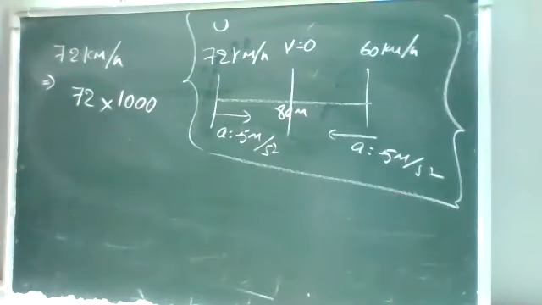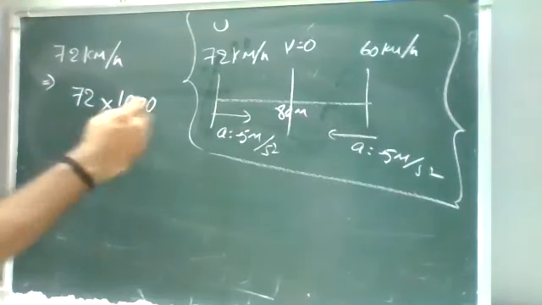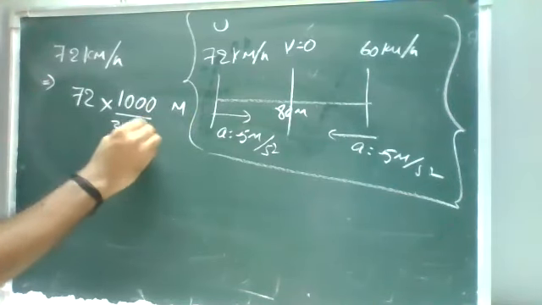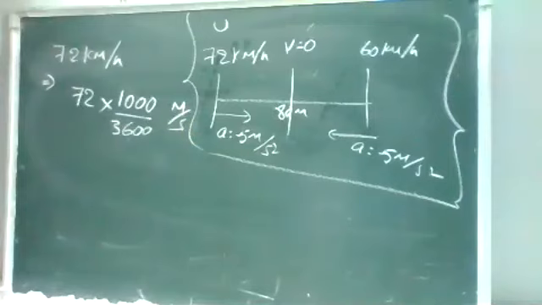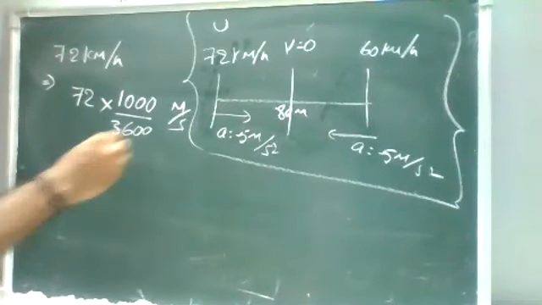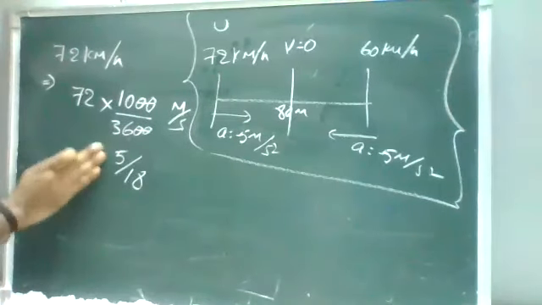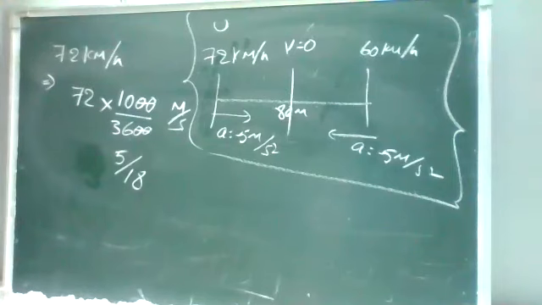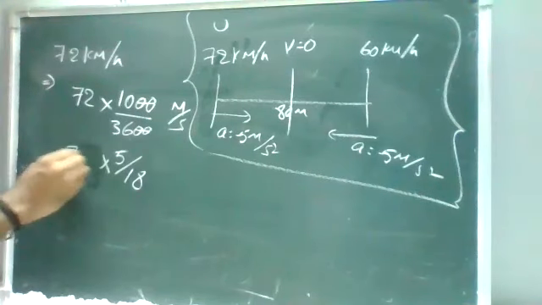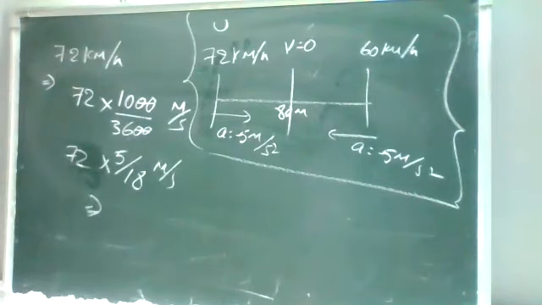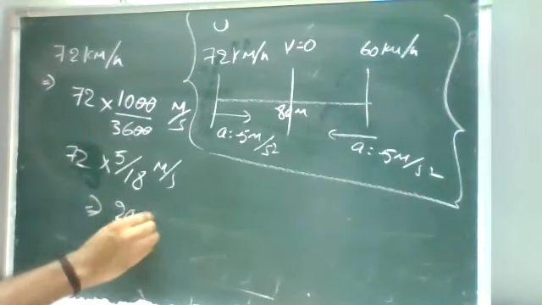Kilometer to meters is 1000 meters, and hour to seconds is 3600 seconds. So kilometer per hour into meter per second is 1000 by 3600, which is 5 by 18. So if you want to convert kilometer per hour to meter per second, just multiply by 5 by 18. So you'll get 20 meter per second.